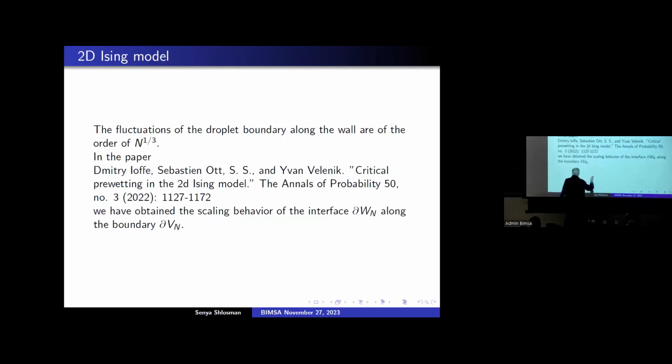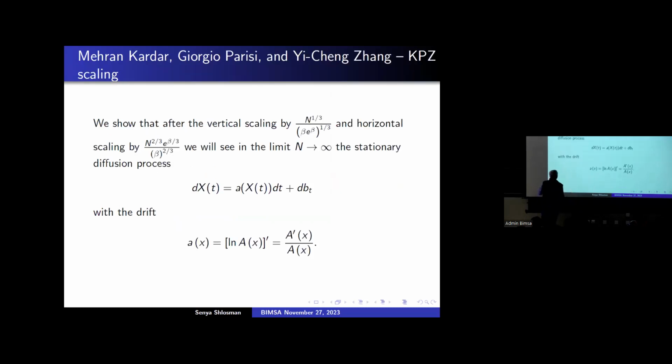Last year the paper was published by Annals of Probability, by the late Dima Ioffe, Sebastian Ott, and Ivan Velenik. This is about the behavior of that line. And the answer is the following. We do this KPZ scaling. That's where the word KPZ in my title appears. You have this object, this random line, and you scale it by a factor 1/3 this way, by a factor 2/3 that way.